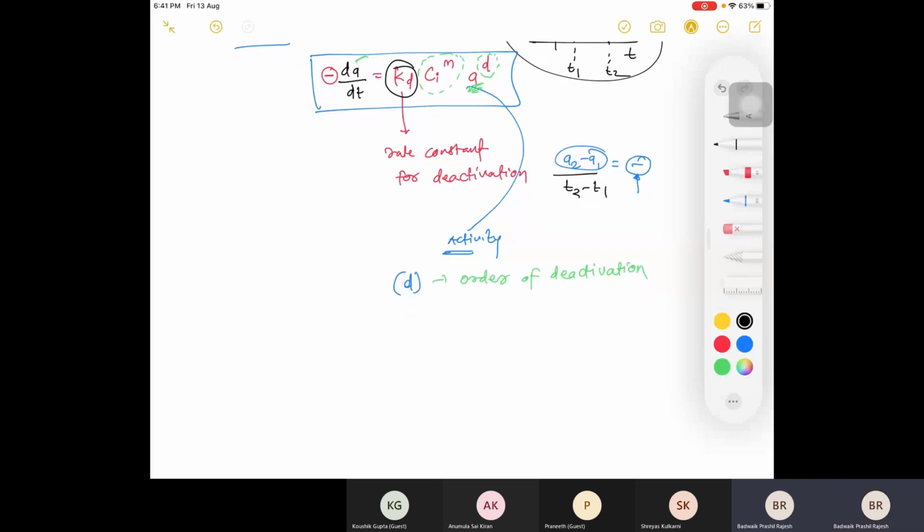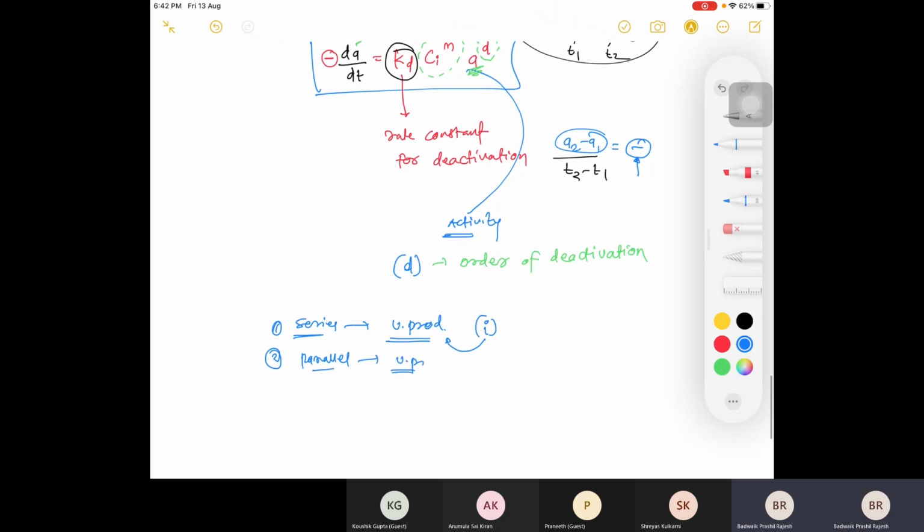In case of series deactivation, the unwanted product's concentration was affecting your rate of reaction or rate of deactivation. So this is that unwanted product. So I is your unwanted product in series reaction. In parallel reaction also there was an unwanted product, so that unwanted product is here.